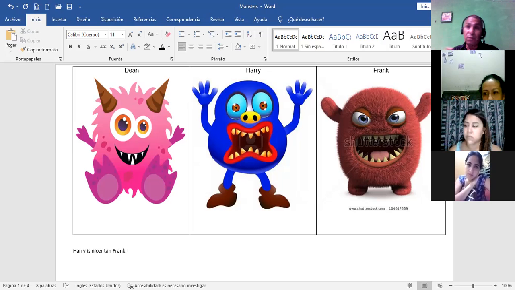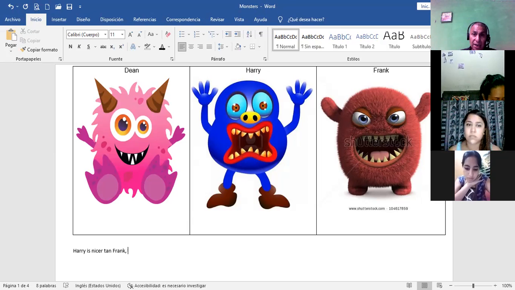Later on, we're going to take a look at other adjectives that have more than one syllable. Right now, we're working on one-syllable adjectives and adjectives that end with an E. And we're comparing these three monsters. Right now, we're comparing Harry to Frank. Now you can use any adjective. You can say, okay, Frank is smaller than Harry. Or Harry is happier than Frank. But I want you to use than in the comparative.